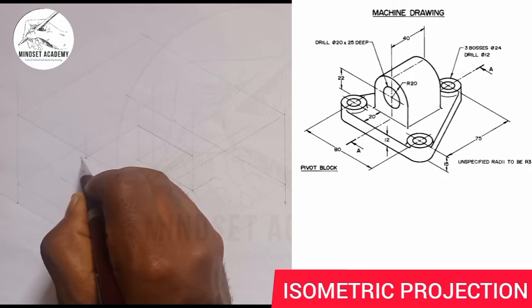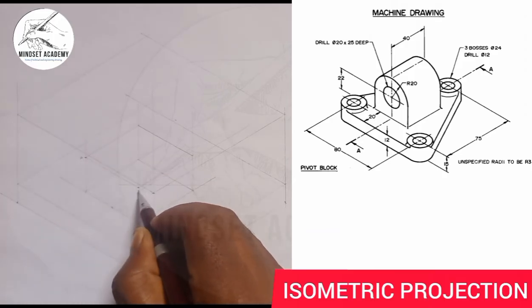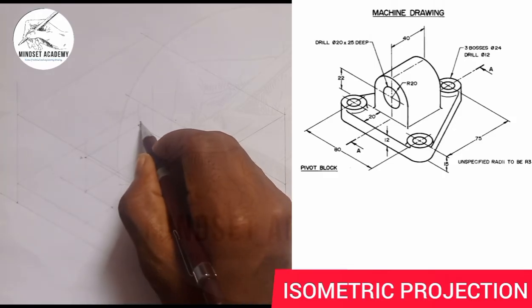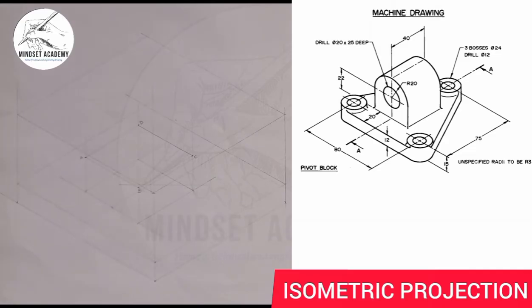Let me call it point A. This point here, let me say point B. Here, let's say point C. Then here, let me call it point D. So you can actually see what I'm about to do. Now, if you look closely, the radius of this is given to be what?